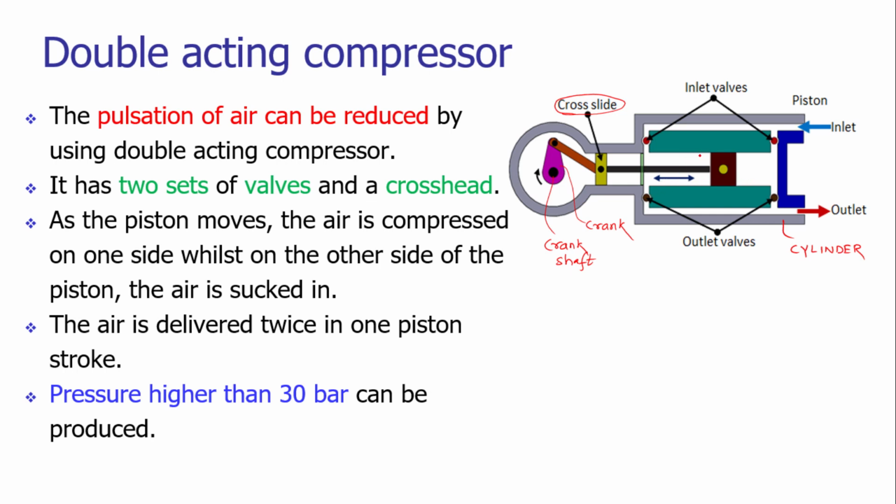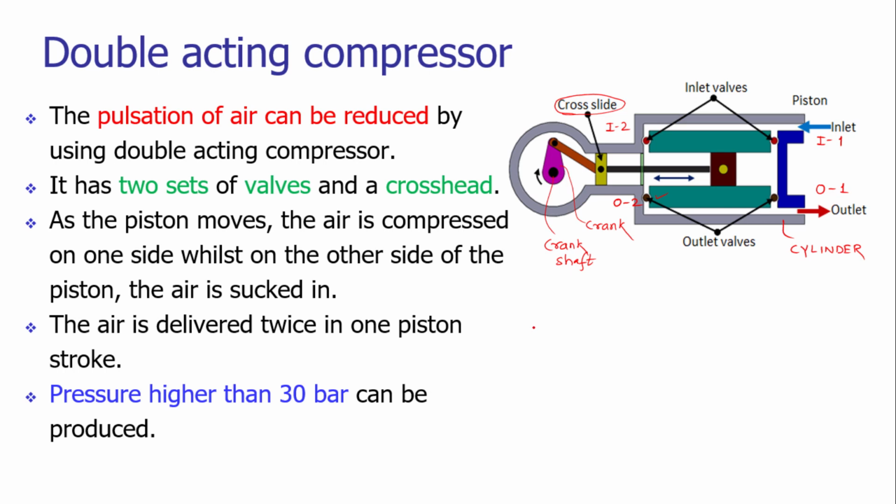So this type of arrangement basically has 2 inlet valves and 2 outlet valves. Let us consider this as inlet valve 1, and this is inlet valve 2. Similarly, we have 2 outlet valves, outlet valve 1 and outlet valve 2. Now we will see how exactly we are generating more compressed air on a typical forward or return stroke.